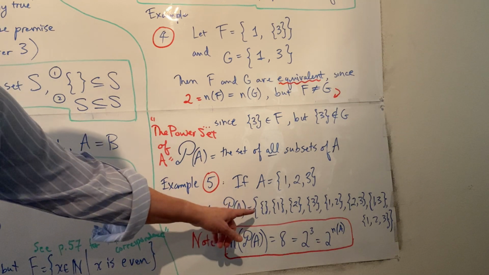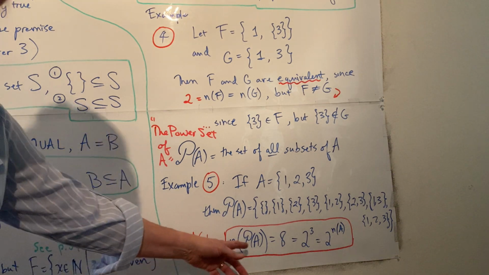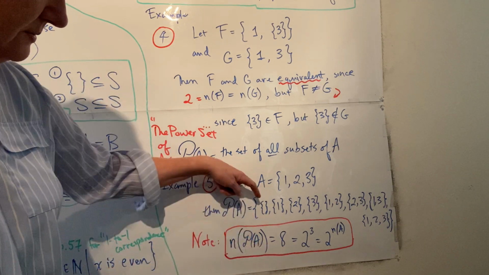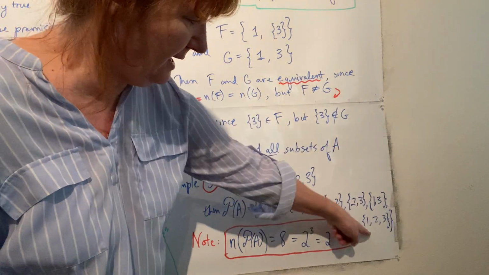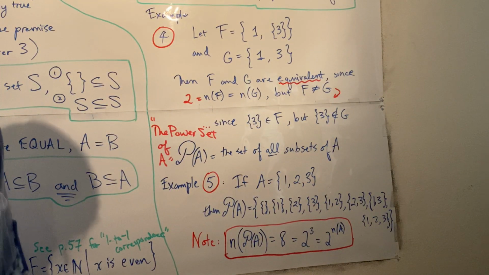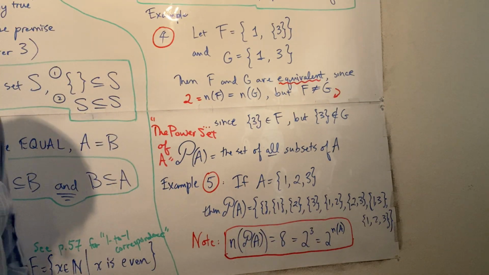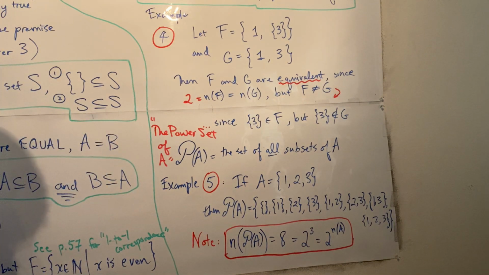So you'll notice that there are 8 things in the power set of A. The number of subsets of the set A is the cardinality of the power set of the set. There's 8 things in there. 1, 2, 3, 4, 5, 6, 7, 8. You'll notice that's equal to 2 to the 3, which is, in this case, 2 raised to the cardinality of the set A. In fact, that's always true. That's another theorem.